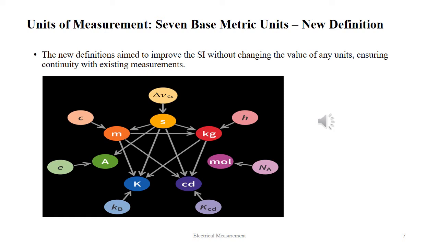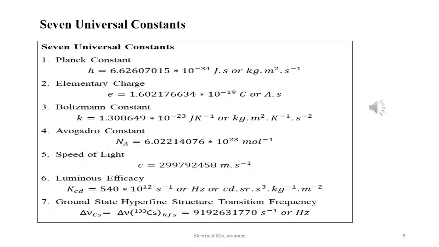The new definitions are aimed to improve the SI units without changing the value of any of the units, ensuring continuity of the existing measurements. The figure below shows the interdependence of each of these seven universal constants with the seven fundamental measurement units.